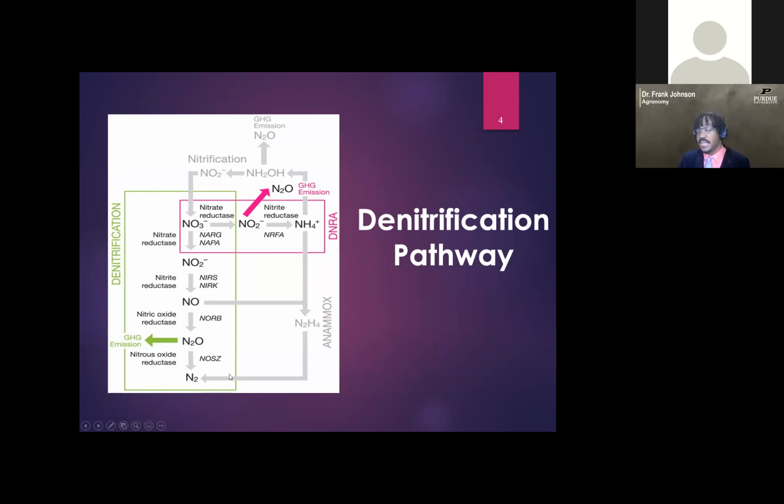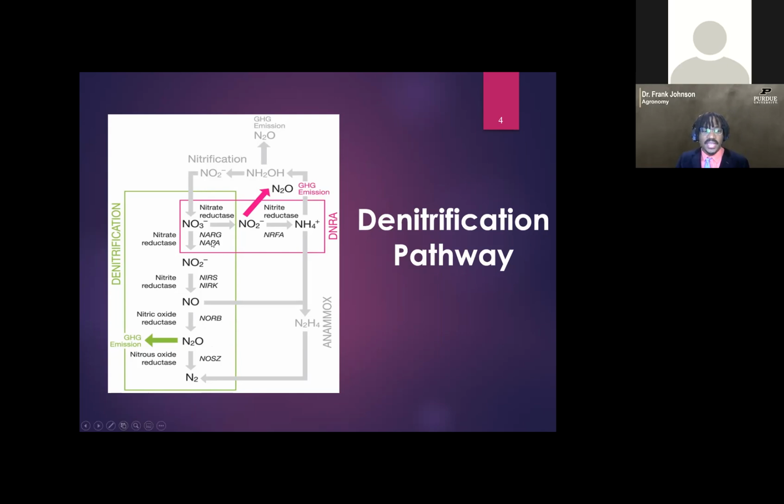Now, nitrous oxide is an important gas in this process because it is a greenhouse gas with a global warming potential of about 300 times that of carbon dioxide. It is also an ozone depleting gas, so it reacts with ozone in the atmosphere. Not only that, but it stays in the atmosphere for about 15 to 18 years before it starts breaking down, a little bit longer than some of the other greenhouse gases.